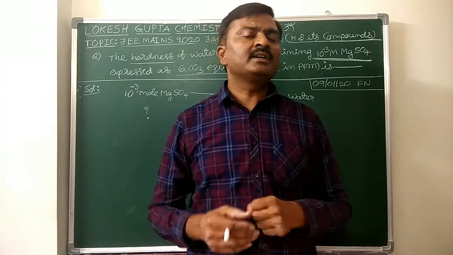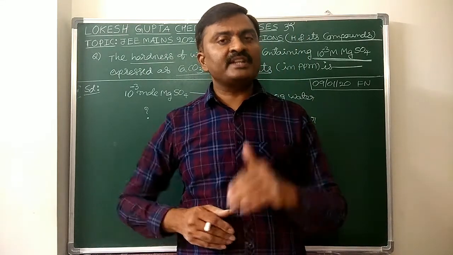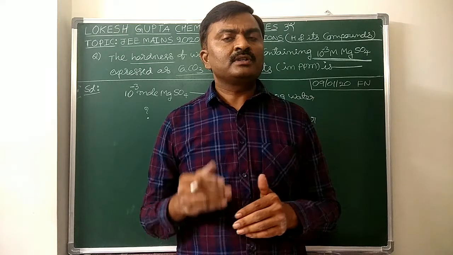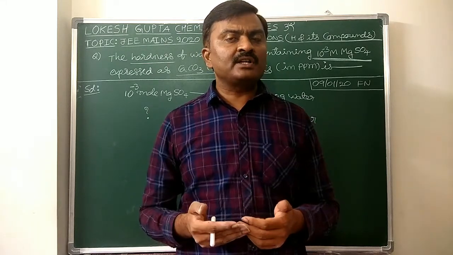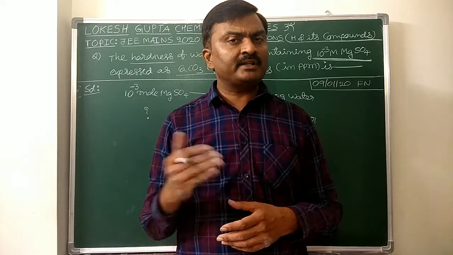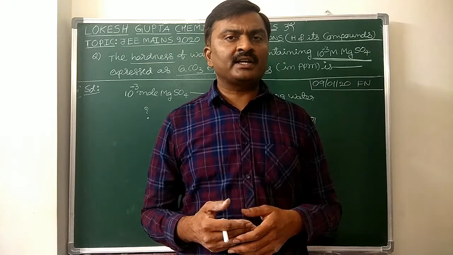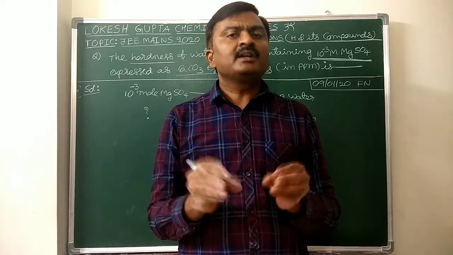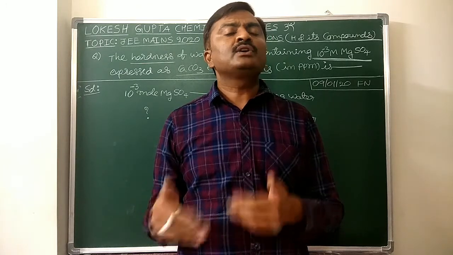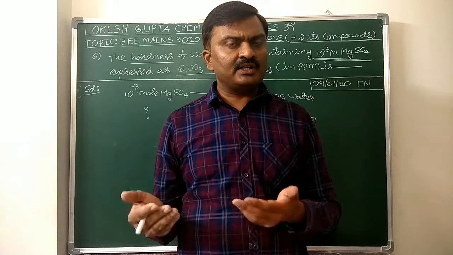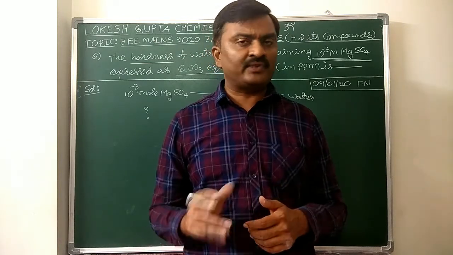Now what is the degree of hardness? The number of parts by weight of CaCO3 present, which is equivalent to the hardness responsible salt weight in 1 million grams or 1 million parts by weight of hard water is called degree of hardness. Or simply, the number of grams of CaCO3 which is equivalent to the weight of hardness responsible salt present in 1 million grams of hard water is called degree of hardness.